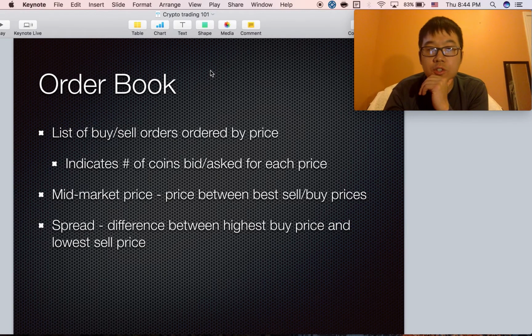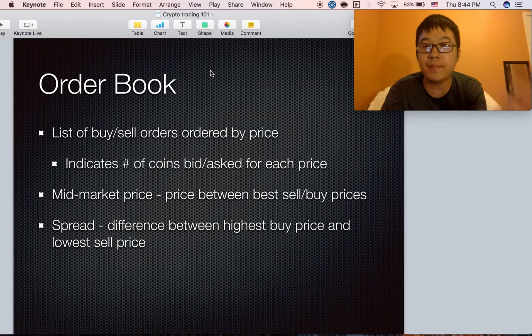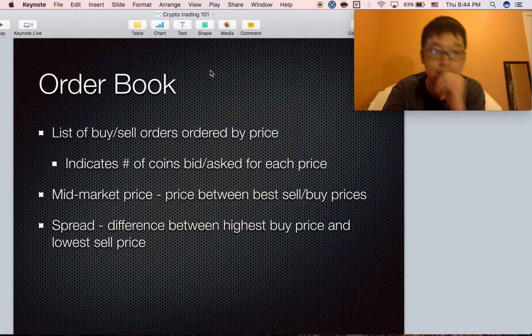So we just saw an order book previously, and what that is is simply a list of all the buy and sell orders ordered by price. And it indicates the number of coins bid or asked for at each price. And so if you want to think about it this way, bid means that you're wanting to buy, and asked for means you're wanting to sell.